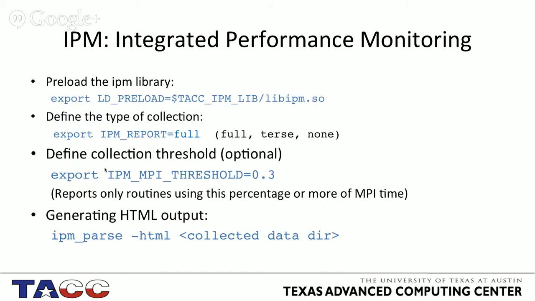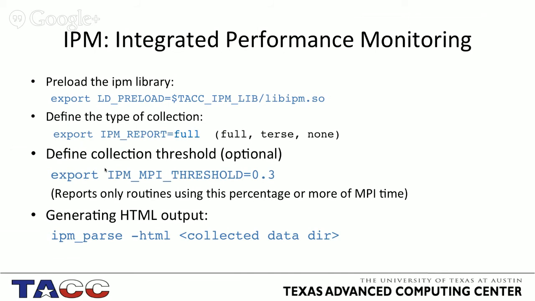So the workflow would be to export your LD_PRELOAD. You tell the system what kind of report you're expecting. You set up a threshold, and this is an optional step. By default, I don't recall, I think it's 0.1. But you set up a threshold that says, okay, only look at MPI calls or MPI sections that take more than 30% of the total MPI communication time. So I typically don't set this because I want to see as much as possible, but it's something that allows you a fine degree of control on what's going to be included in the report.